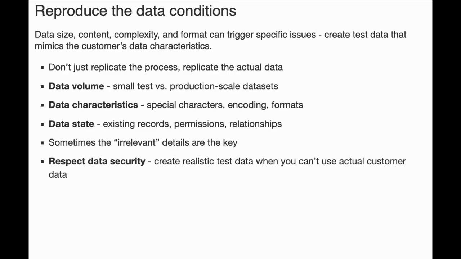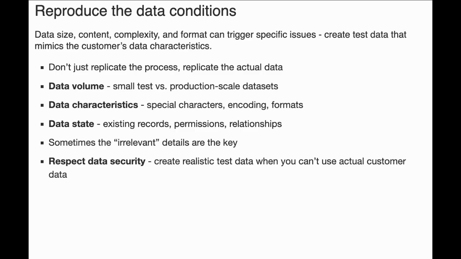Reproduce the data conditions. Data size, content, complexity, and format can trigger specific issues. Create test data that mimics the customer's data characteristics. Don't just replicate the process, replicate the actual data. This is where a lot of troubleshooting falls short. We test the happy path with clean, simple data, but production data is messy. It has edge cases, unusual formats, unexpected sizes. The process might work fine with your test data, but break with their real-world complexity.